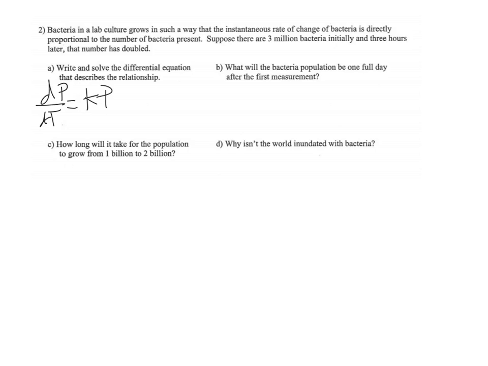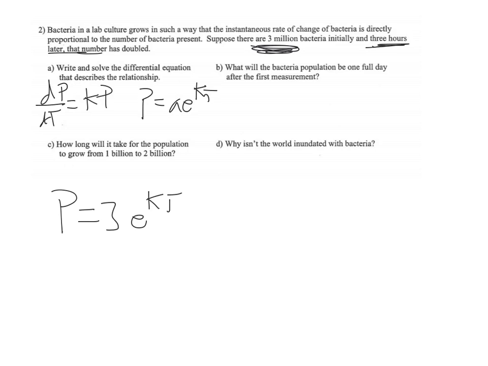Then the general solution is going to be p equals a e to the kt, and then they're telling us some information. There's 3 million bacteria initially, so p equals 3 e to the kt. And then they're telling us that 3 hours later, the number had doubled. Now, if you think back to last year, well, I'll write it out the long way. 6 is p, because it's doubled to 6, in the 3 hours, so 3k.